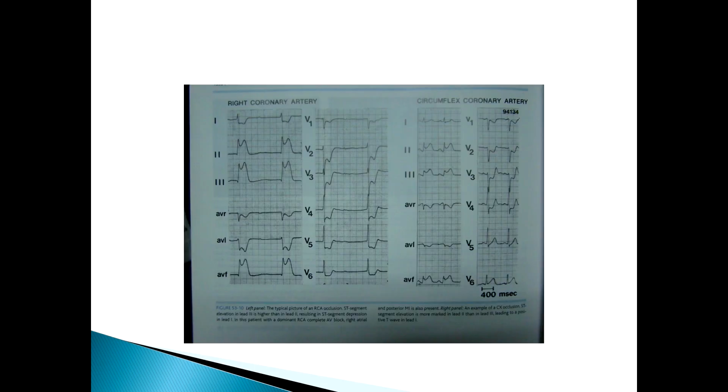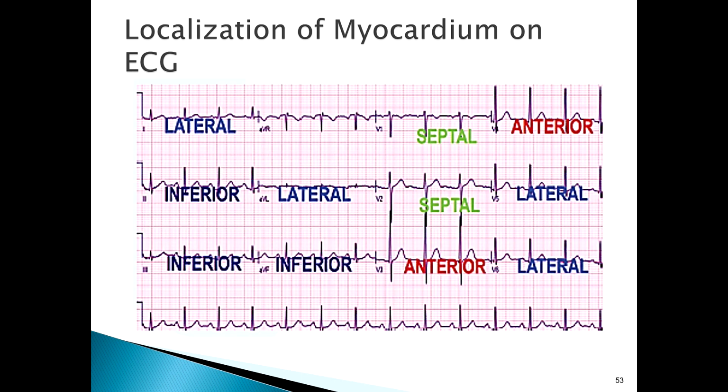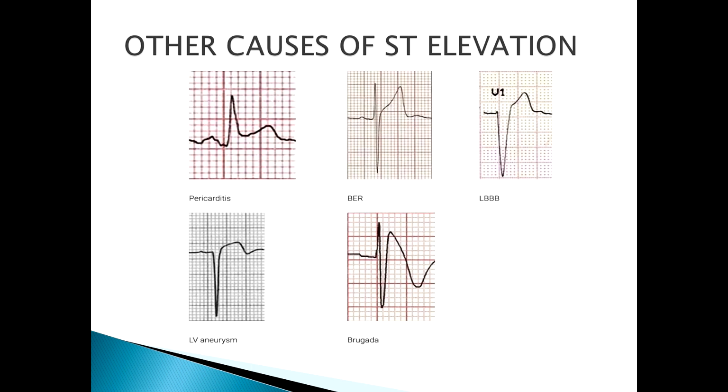This ECG, you tell which MI it is? I just want to sensitize you to how, when a patient comes with a symptom, what ECG and what to look for. Inferior wall MI, good. And how to localize the myocardium on ECG: anterior leads, septal leads, lateral, inferior leads. Lead 1, AVL and V5, V6 are lateral leads, 2, 3, AVF are inferior, V1, V2 are septal.